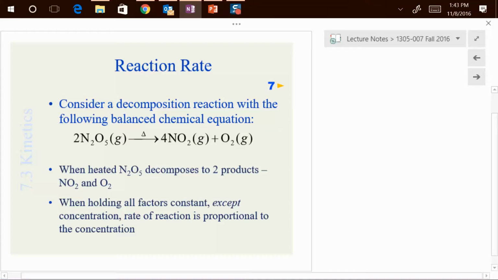Okay, so here's the decomposition of N2O5 into NO2 and O2. Okay, it decomposes into those two products. So this rate of this reaction is proportional to the concentration, because there's only one thing. So if I increase the concentration of that, it will decompose. Okay, and that's how that reaction rate is affected by that.